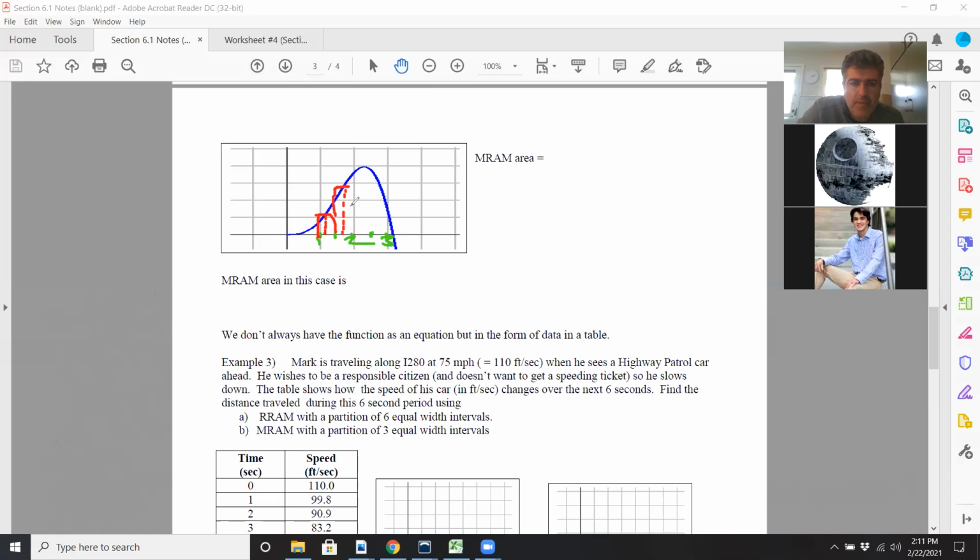That's another rectangle. That's another rectangle. That's yet another rectangle.